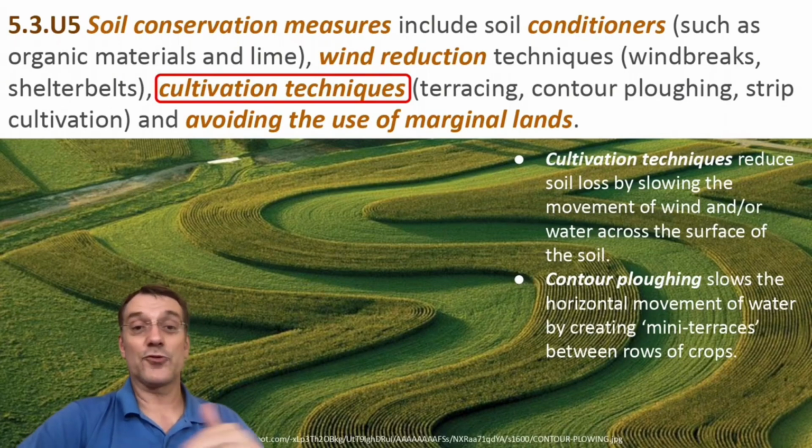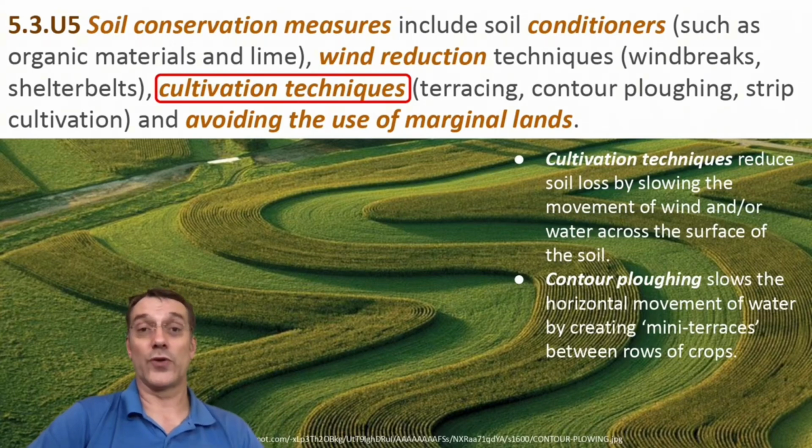By following the natural contours of the land, where essentially you're plowing across hills instead of up and down them, farmers create what we might think of as those little mini terraces between the crop rows. These subtle ridges significantly slow the horizontal movement of water across fields, and that reduces erosion, and it also helps retain both soil and moisture where the crops need it most.